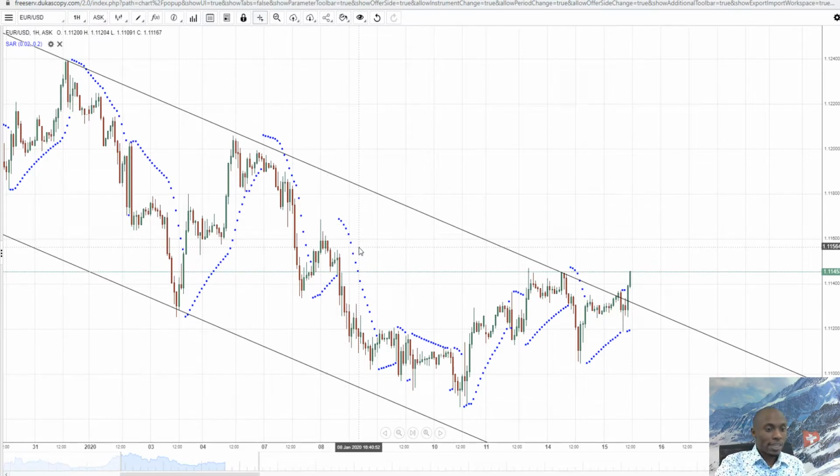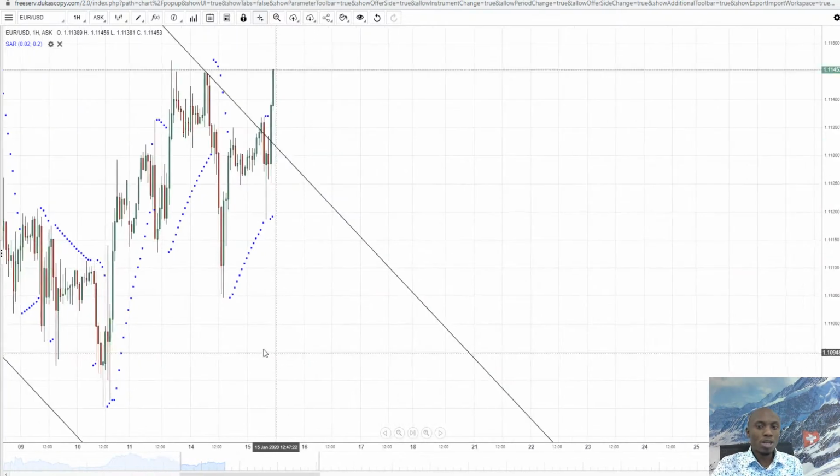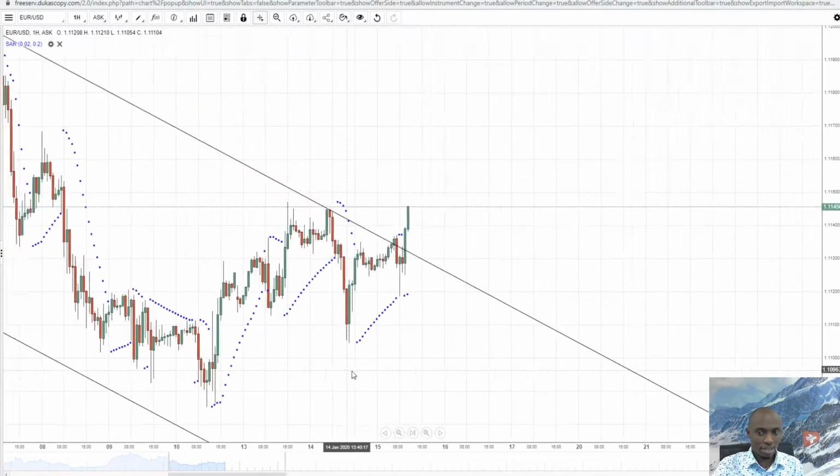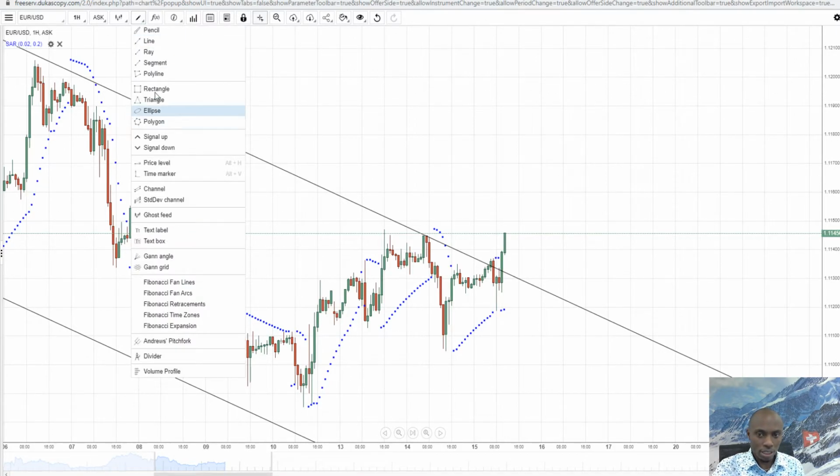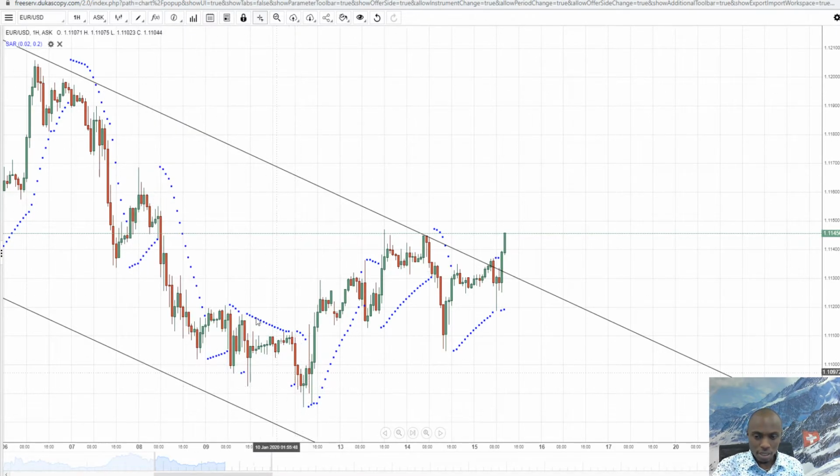However, the parabolic SAR indicator, as you know, helps you to figure out the stop and potential reversal, and helps you to know the trend that is currently happening at this point in time. So let's take a look at the current market. Let me put it at this zone right now.